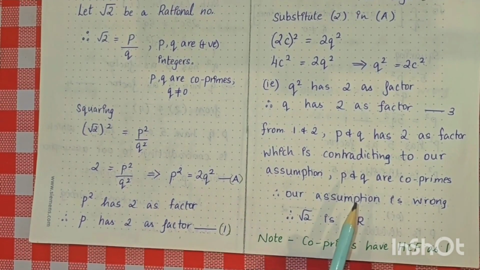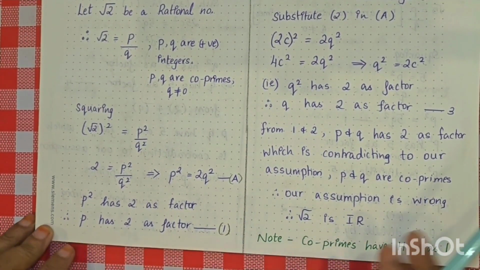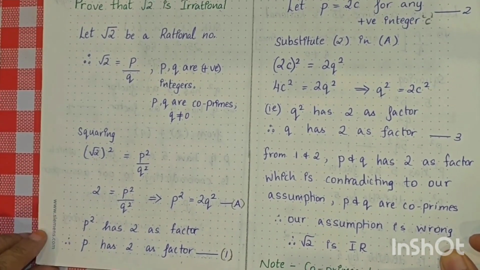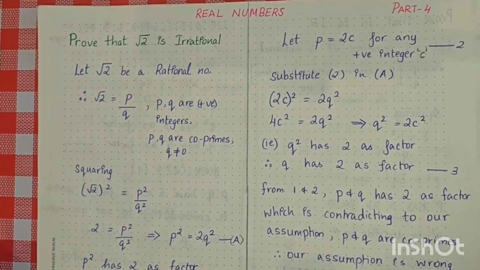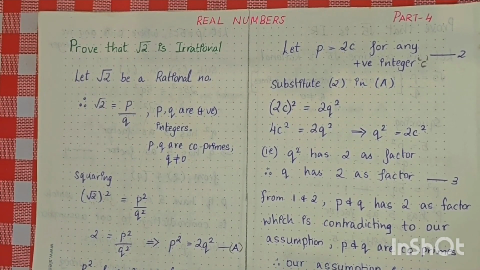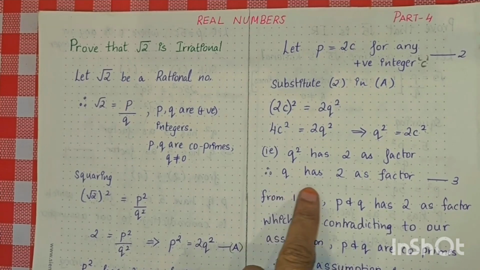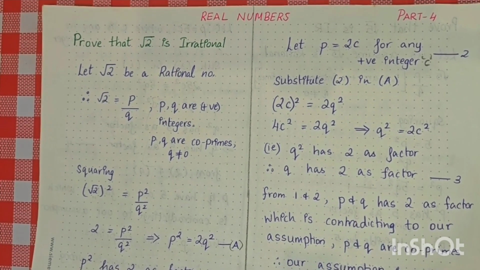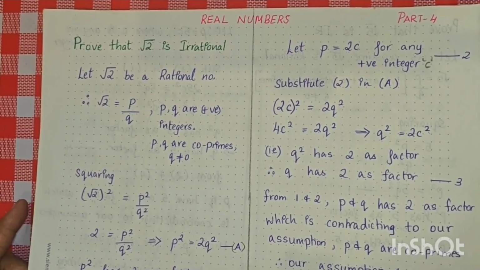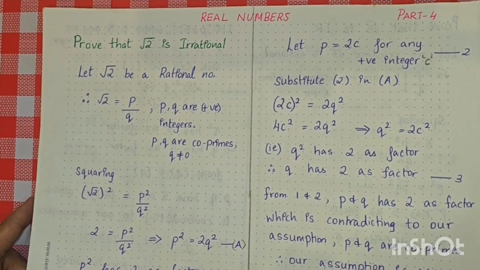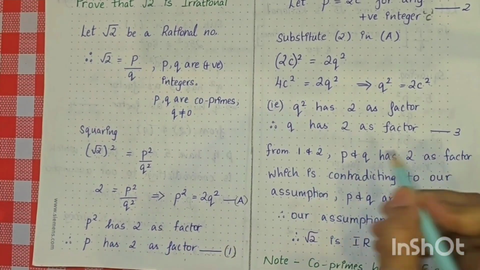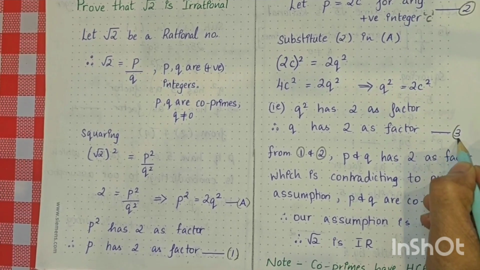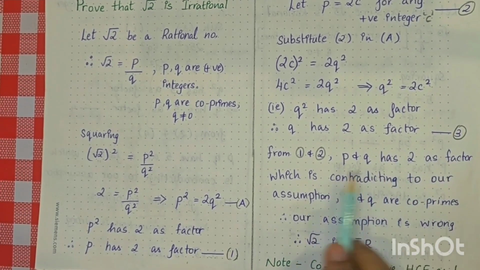So you get q squared has 2 as a factor here also, so q also has 2 as a factor. So now p has 2 as a factor, and q also has 2 as a factor. Hope it's clear till now. Shall I continue? Okay. So from equation 1 and 2, p and q have 2 as a factor.